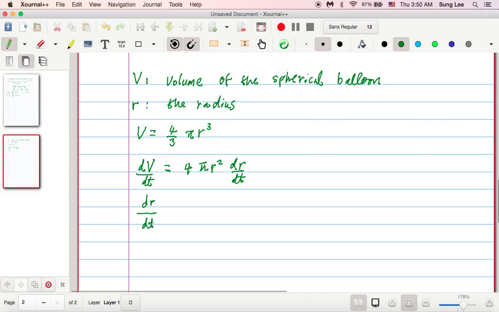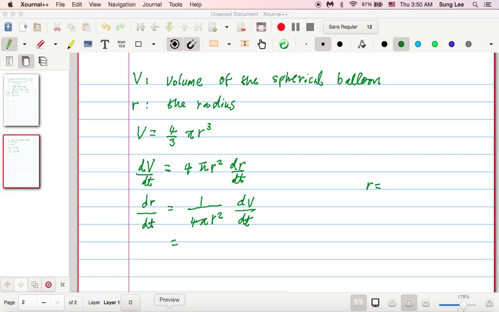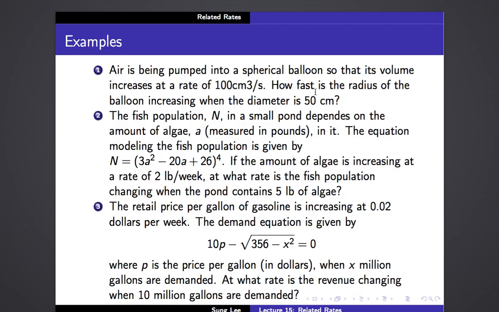So dr by dt is going to be 1 over 4 pi r squared times dV dt. Okay, so we are trying to find dr by dt when, here, the required quantities are r equals, the diameter is 50 centimeters, right? Which means that the radius is going to be half of it, 25 centimeters. Okay, and also dV dt is given. That's 100 cubic centimeters per second, right?